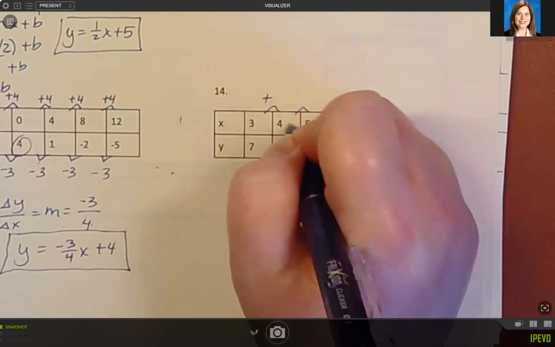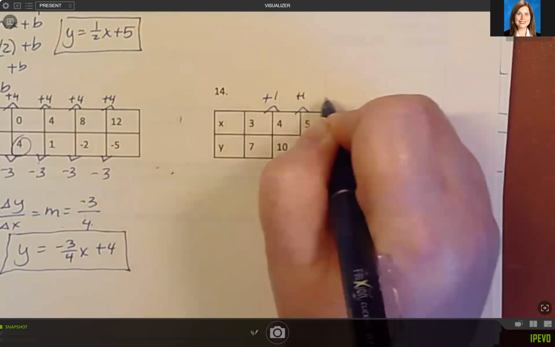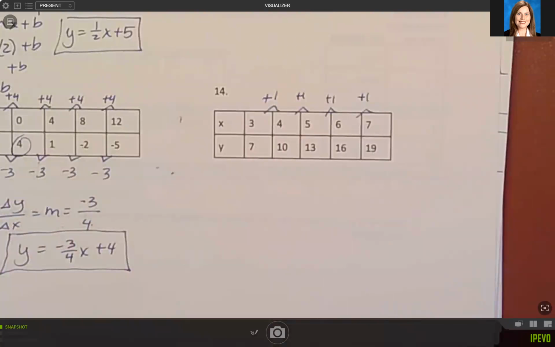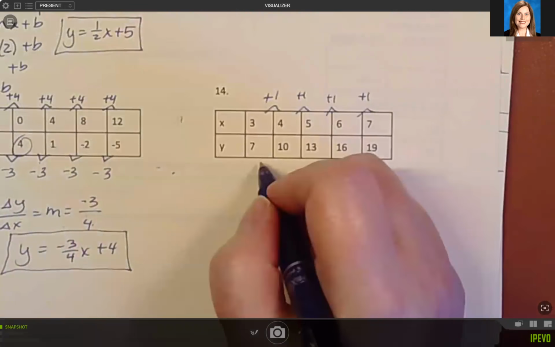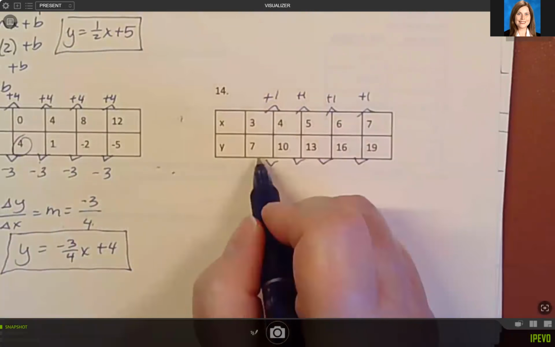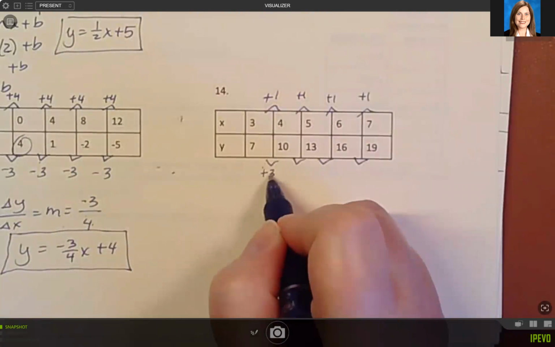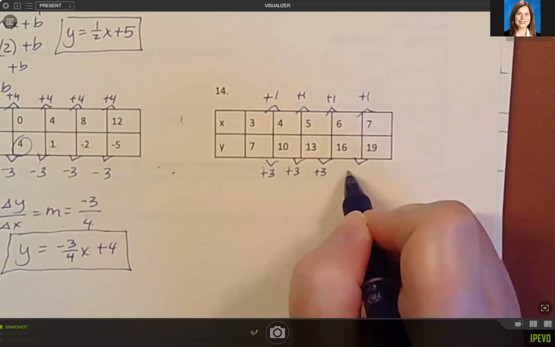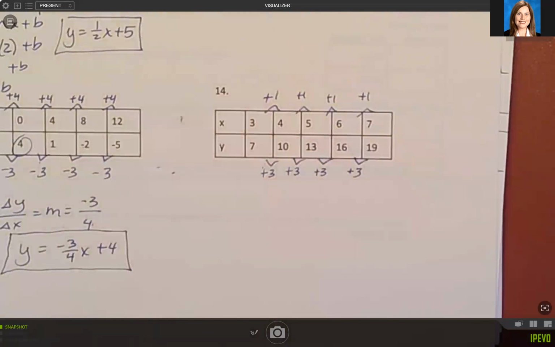So let's look at our x values. It's +1, +1, +1, +1. We definitely have a constant rate of change here, 3, 4, 5, 6, 7. Then let's look at our y values. From 7 to 10 is an increase of 3. From 10 to 13 is an increase of 3. From 13 to 16 is an increase of 3. From 16 to 19 is an increase of 3.